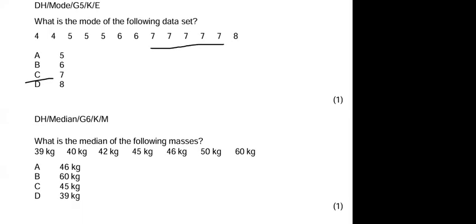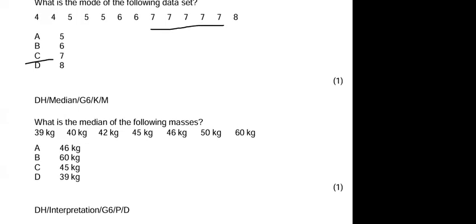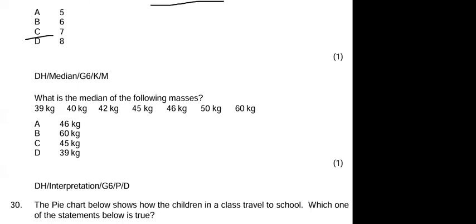What is the median of the following numbers? Let's see if they arranged it in ascending order already. I think they did: 39, 40, 42, 45, 46, 50. Yeah, it's already in ascending order. So we take 2 from this, 2 from this, 2 from this, and 2 from this. So definitely 45 is in the middle. So that would have been C.